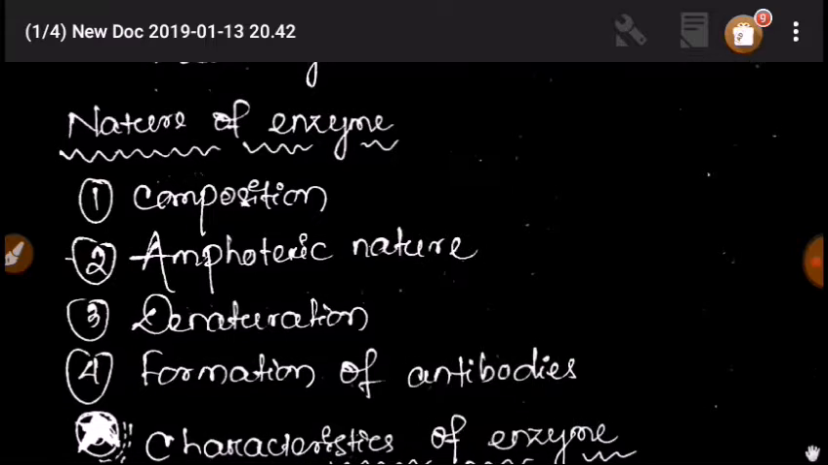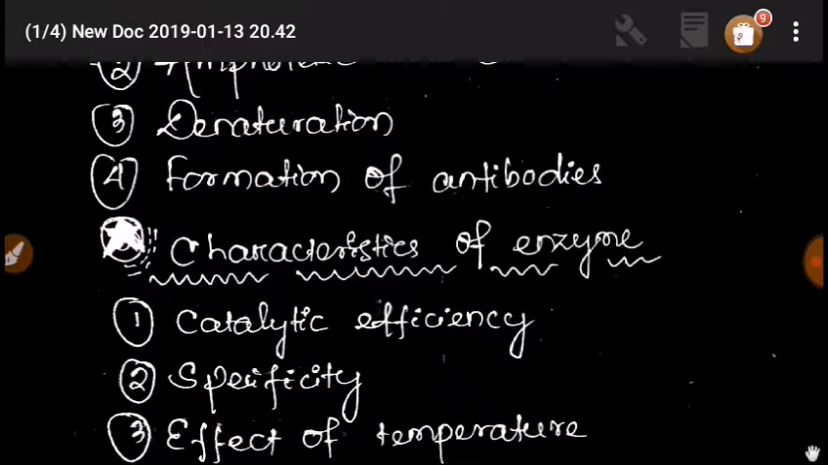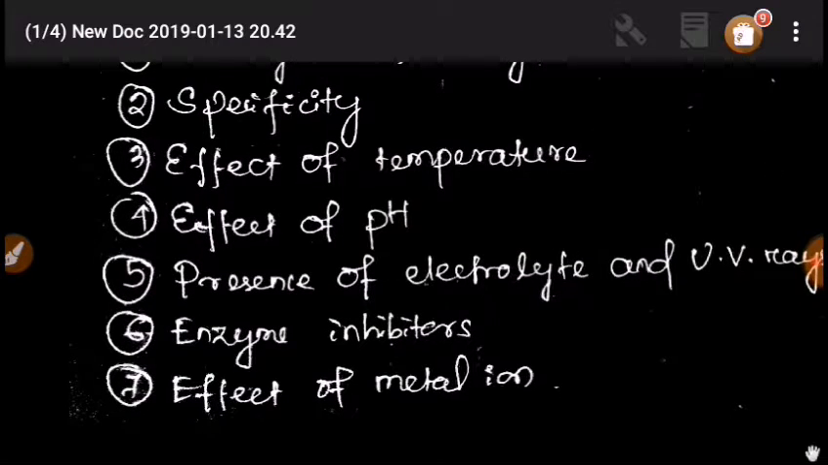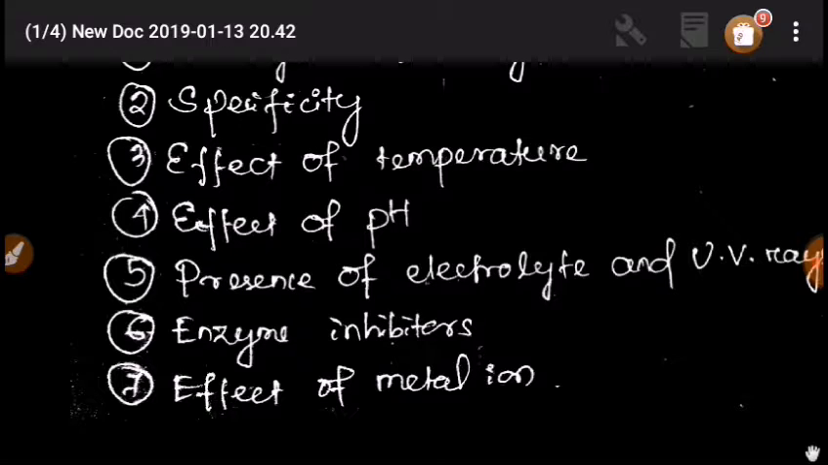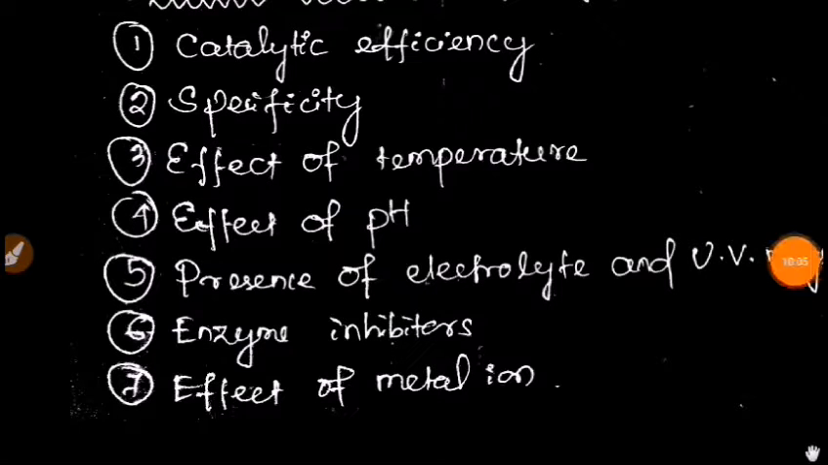You have to make its summary. What are the contents? There is the nature of enzyme. There are 4 contents. In characteristics of enzyme, there are 7 contents. You have to make the contents and remember them, for which you can write in your paper.